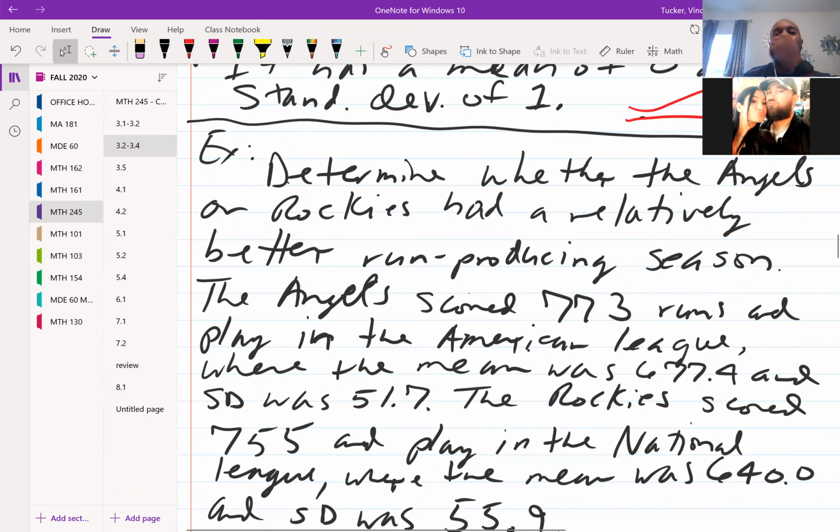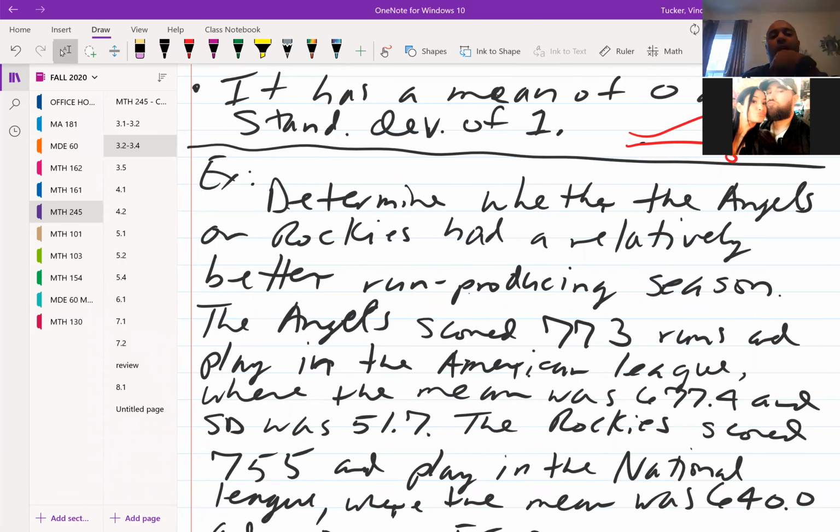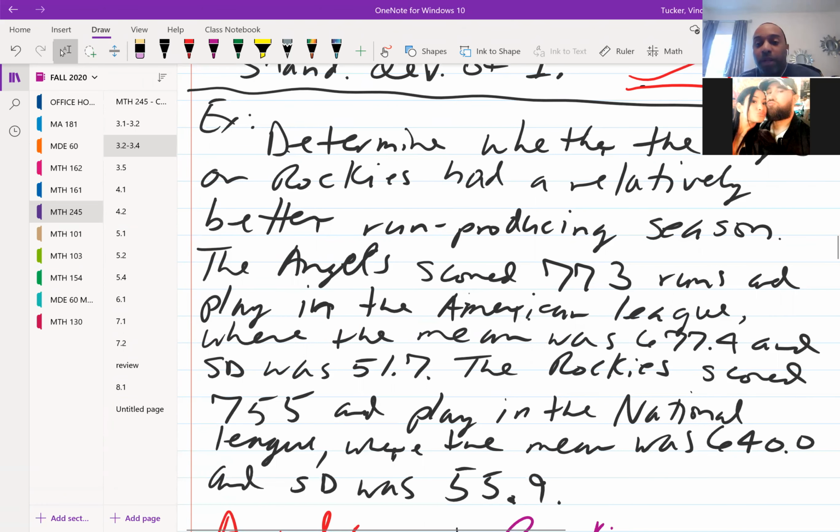So, first example: determine whether the Angels or the Rockies had a relatively better run producing season. The Angels scored 773 runs and play in the American League, where the mean was 677.4 and standard deviation was 51.7. The Rockies scored 755 runs and play in the National League, where the mean was 640, standard deviation was 55.9. I'll give you guys a chance to write that down.